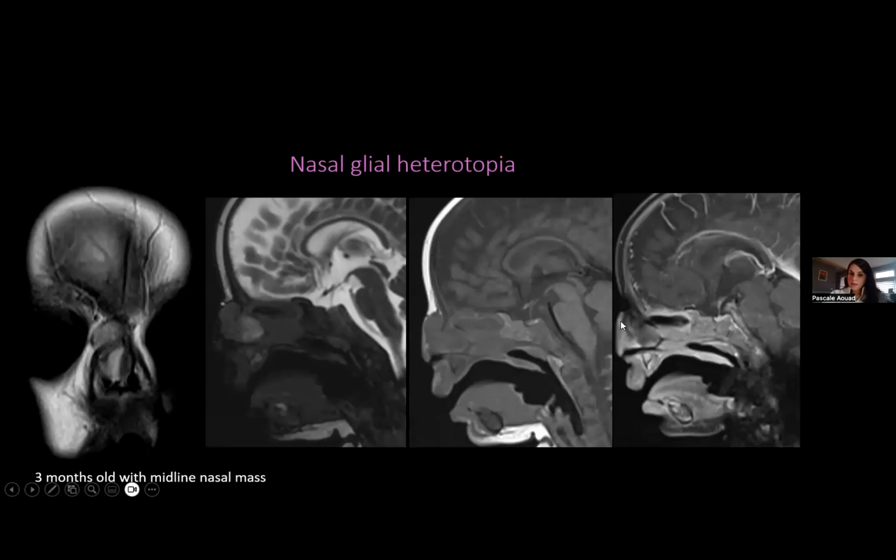And in this case, we can see that on T2 weighted images, we don't see any contiguity of this mass with the intracranial contents, as opposed to encephalocele. This is sagittal T1 pre and post contrast, and we can appreciate that a component of this mass is enhancing.